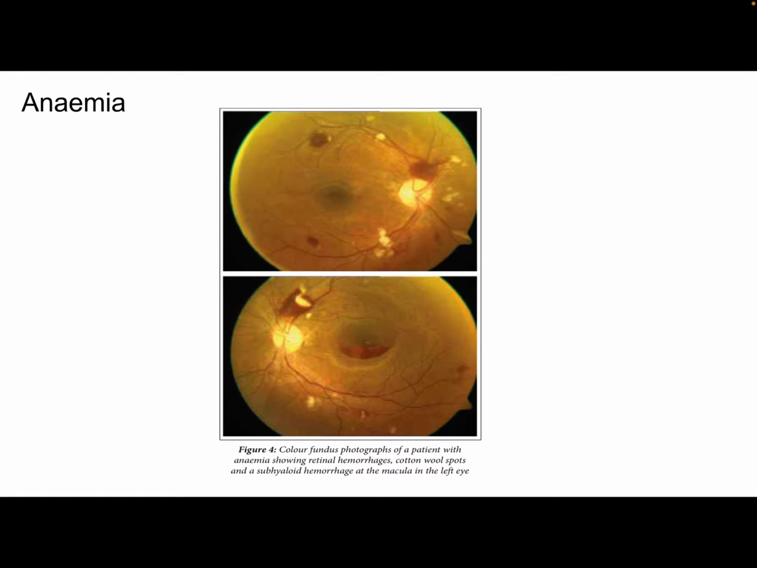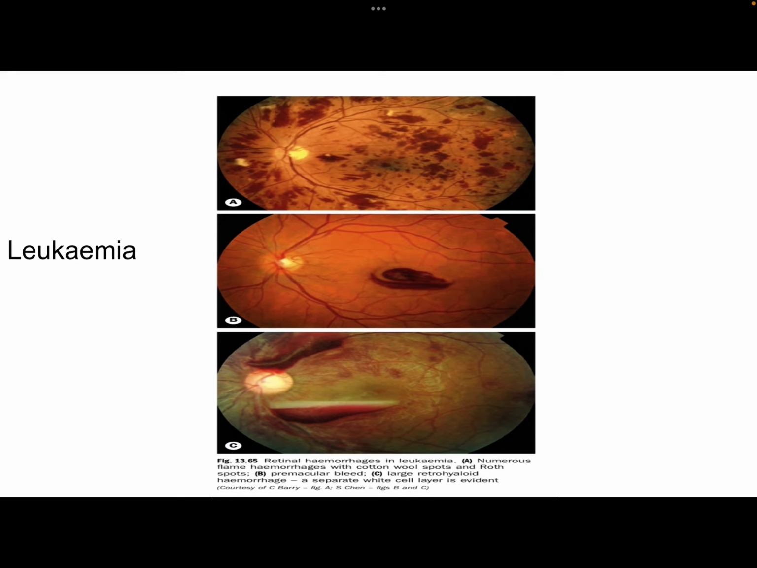retrobulbar neuritis. So in this image, we are seeing retinal hemorrhages, we see cotton wool spots, and we see a boat-shaped subhyaloid hemorrhage as well. So next we talk about leukemia.